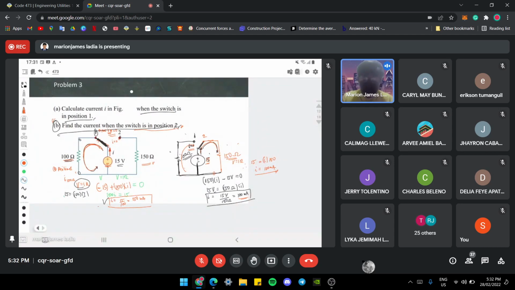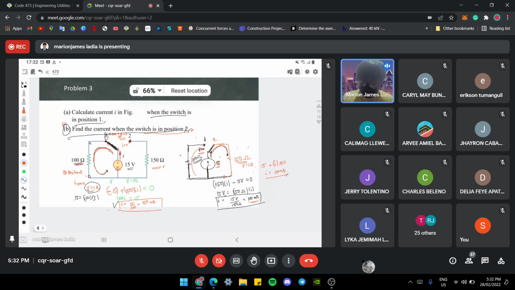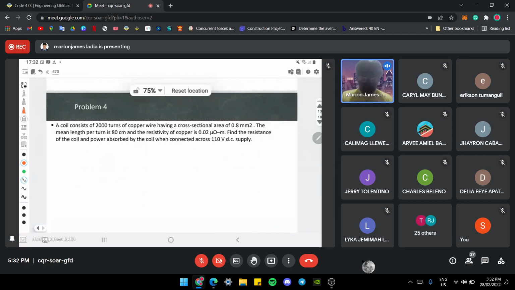May mga mas malalim pa kasi mga concept sa mga problem. Hindi lang basta yung formula, hindi lang basta yung solution. Okay? Sabi nga ng Anonymous is that yung problem, hindi yung solution yung kailangan mong makuha sa problem, but the skill in solving the problem. Okay? So yan lang yun. Next is yung problem number 4.